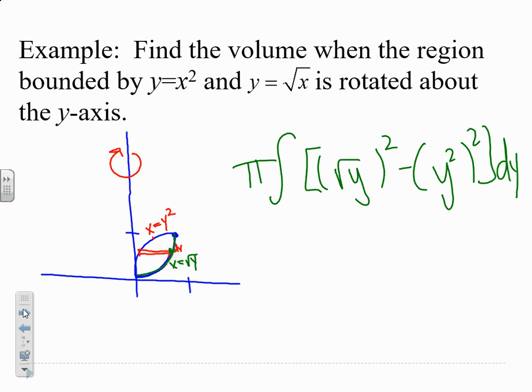Okay, our limits of integration, this one is pretty nice. Marcus, what would our limits of integration be? 1 and 0. Okay, from 0 to 1, that's where those two intersect. Okay, this is a very rare case that both x and y would have the same limits of integration.